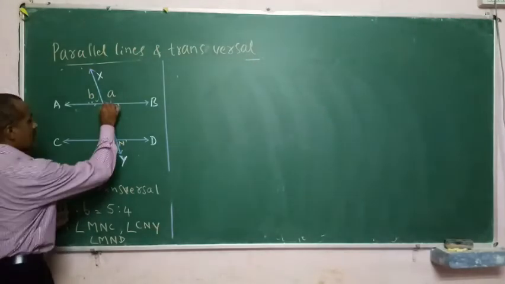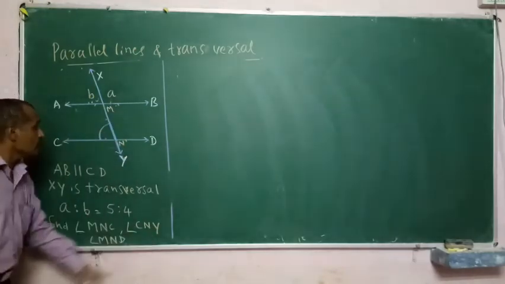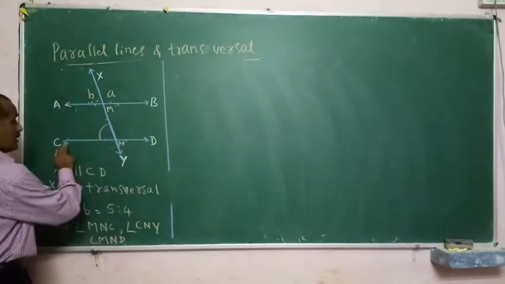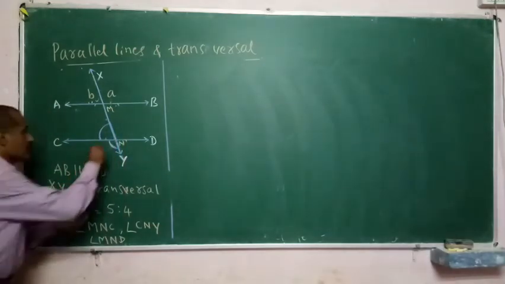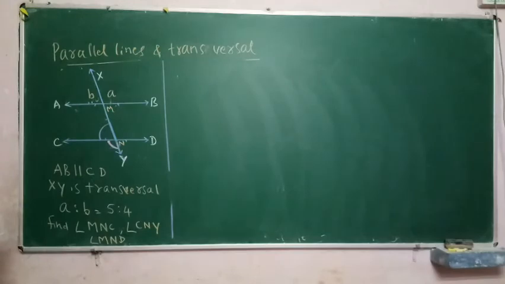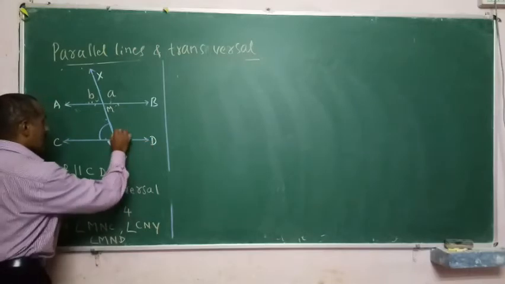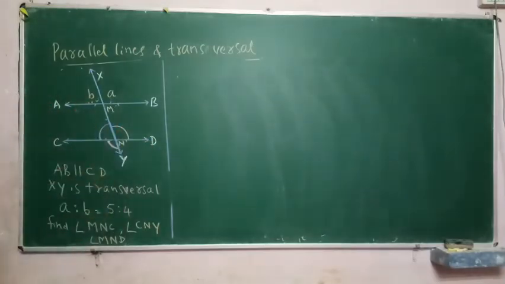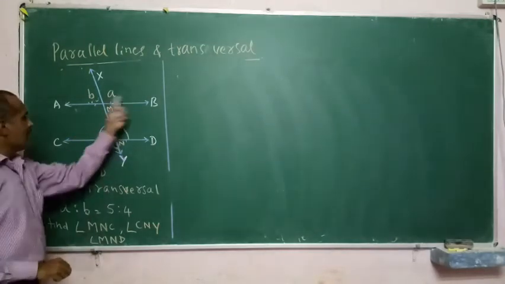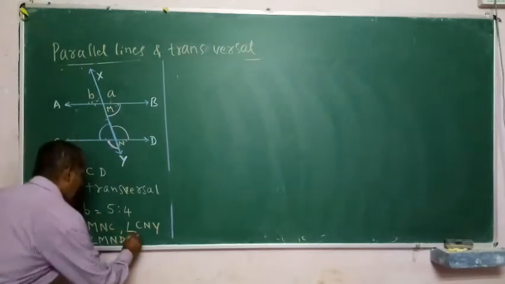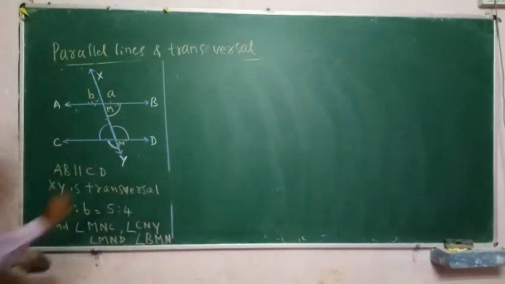Where is angle M and C? Angle C and Y. This angle has to be found. I will mark with a different color. This angle has to be found. And they ask you to find angle M and D. This angle has to be found. I can add one more. Find this angle also. What is this angle? BMN. I will add angle BMN. Also can be found.